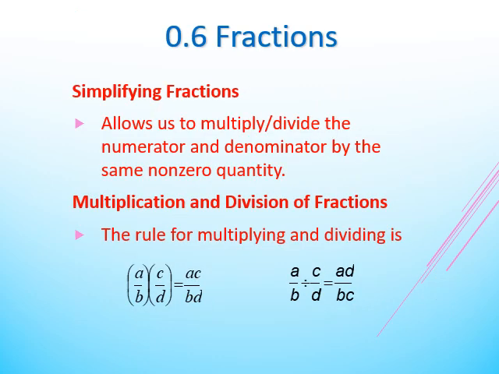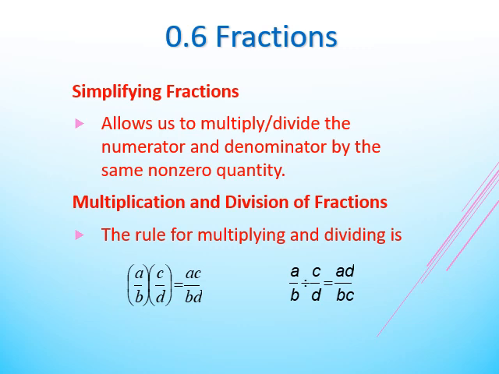Let's move to the fraction part, or the sixth section in this chapter, which is simplifying fractions. How to simplify fractions? We simplify a fraction by multiplying or dividing the numerator and denominator by the same non-zero quantity. This is how to simplify the fraction. The rule for multiplying and dividing is as follows.